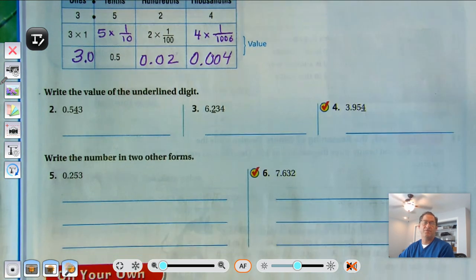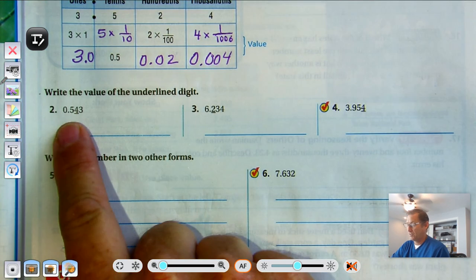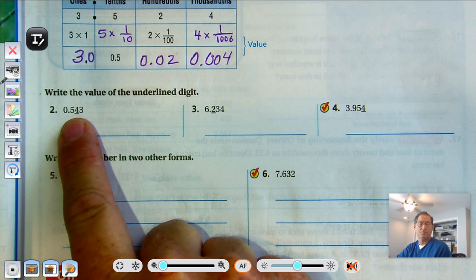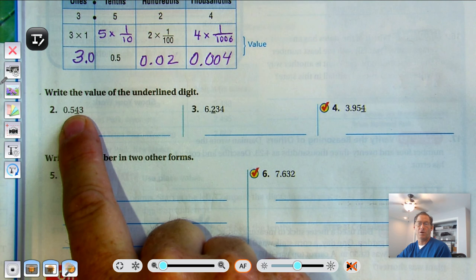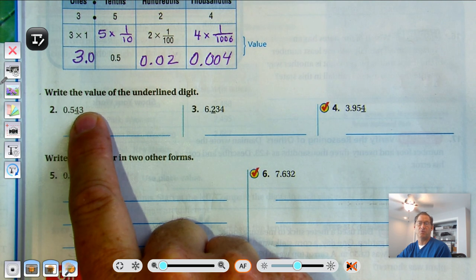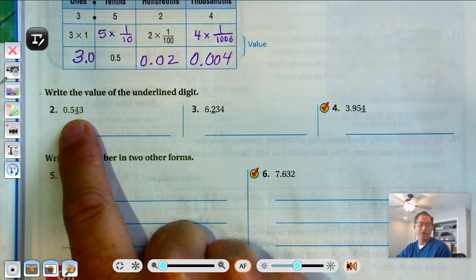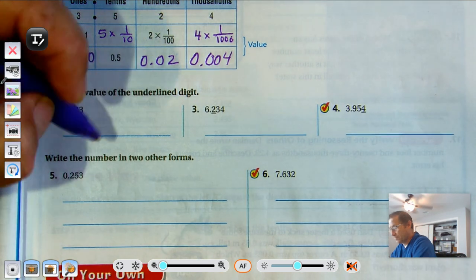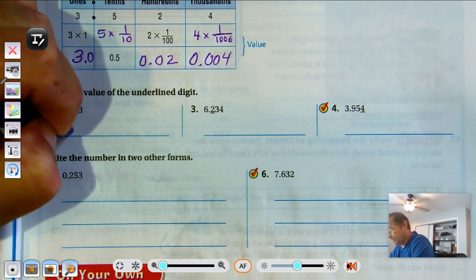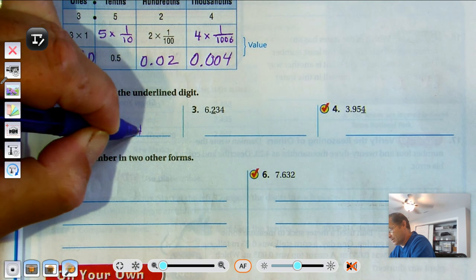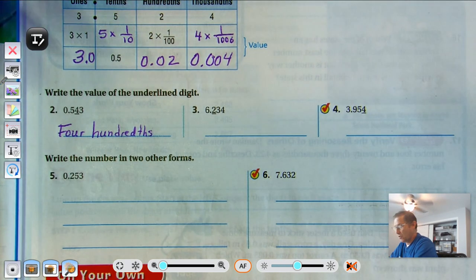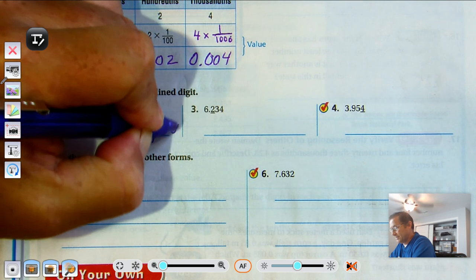All right, so write the value of the underlined digit. So we have no ones. We have 5 tenths. We have 4 hundredths. And we have 3 thousandths. So what's the value of the 4? Well, 4 hundredths. Or you could just say 0.04.